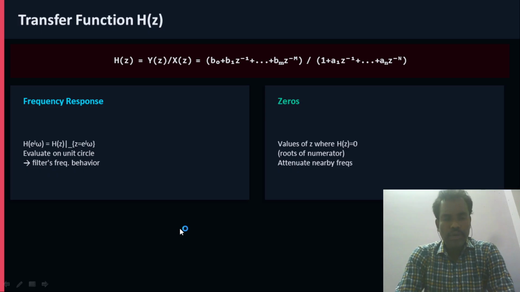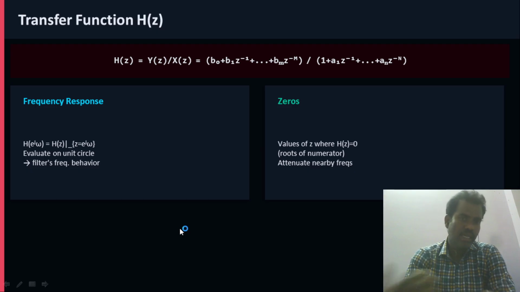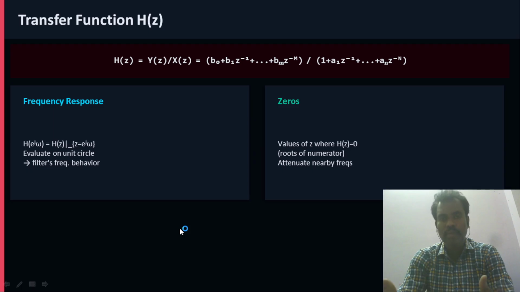So now coming to discrete systems. Any discrete time system can be represented in the frequency domain with the help of a transfer function. What is a transfer function? H of z is equal to the transform of output by the transform of input, Y of z by X of z. It is a ratio, which has polynomials in the numerator as well as the denominator.